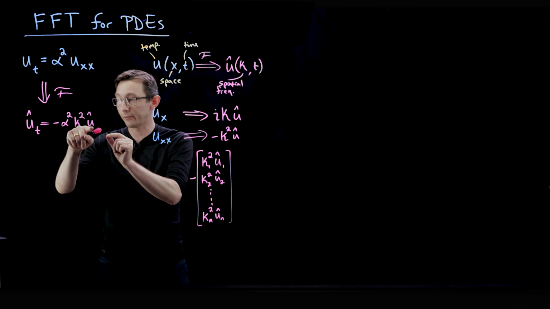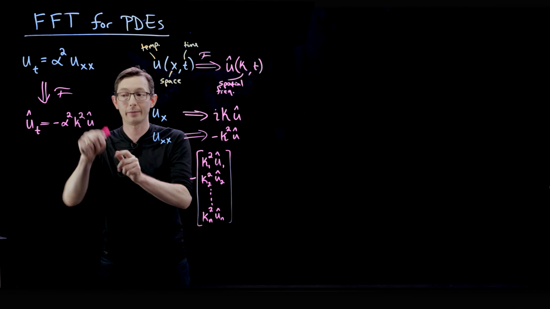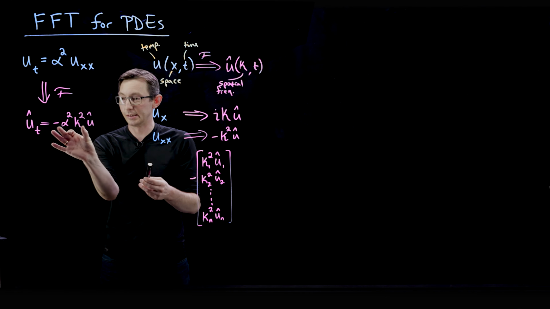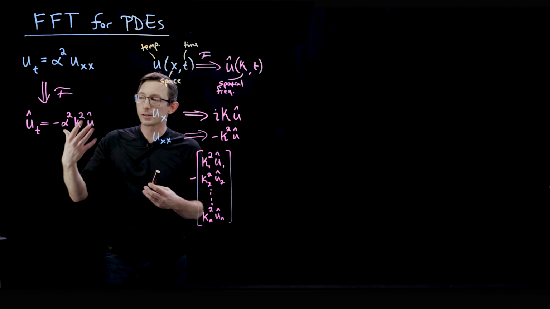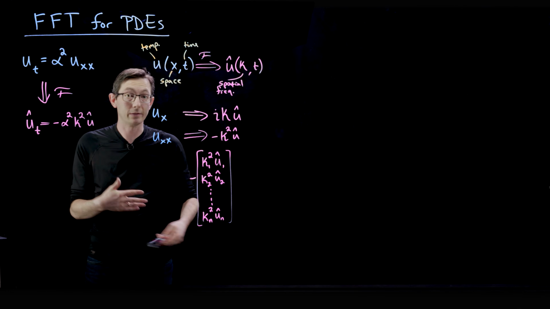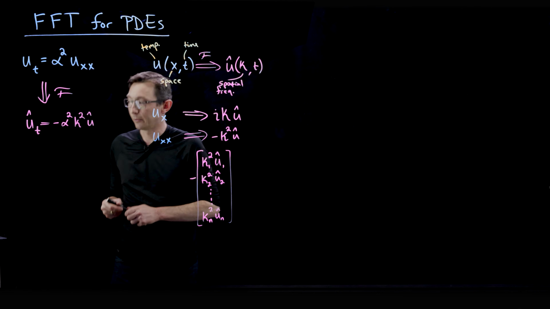Okay, this is just an ordinary differential equation, u hat dot equals some constant times u hat, and we know the solution of that. It's e to the lambda t, where this is lambda, and so we can solve this differential equation using ode45, or we could even do this analytically. And so that's going to be really useful.